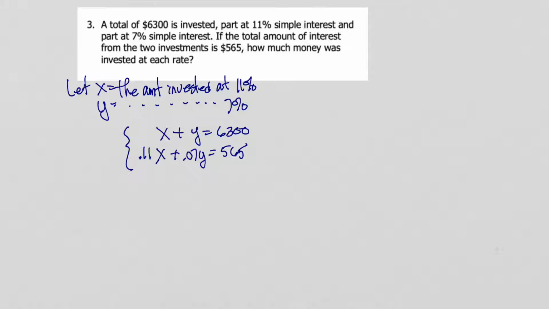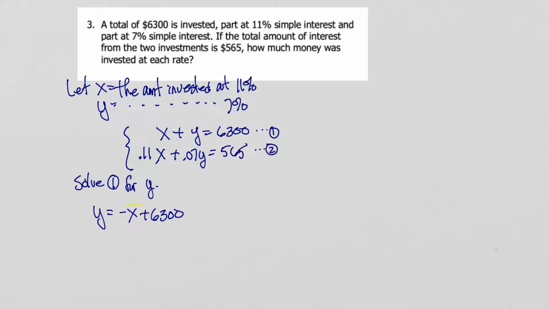Now we need to solve this, and this looks like a good candidate for substitution, don't you think? Because we can solve either one of these equations without getting any fractions. So in problem number 2, the one I did just before this, I solved it for x. Why don't we solve this one for y? So I'm going to label these now. The top equation will be 1. The bottom equation will be 2. And the plan is to solve equation 1 for y. You could just as easily solve for x, but this time I'll solve it for y. So subtract x. We'll get y equals negative x plus 6,300.